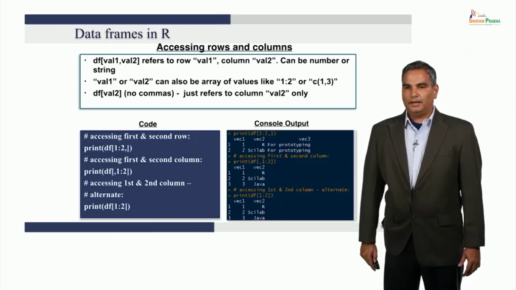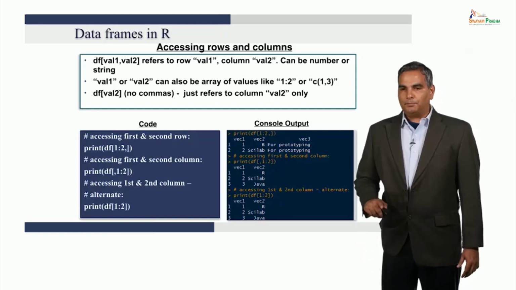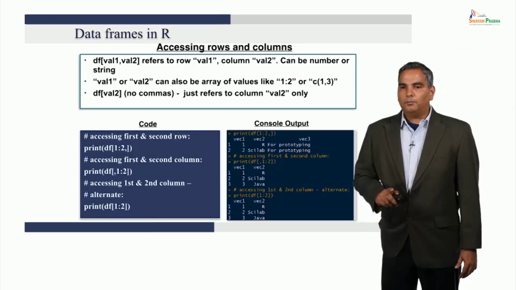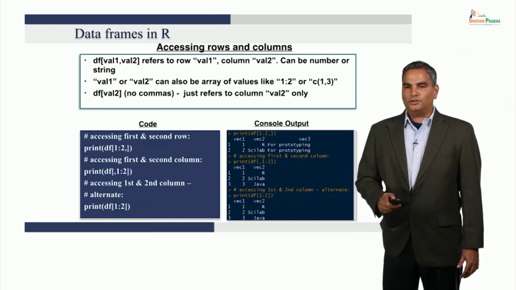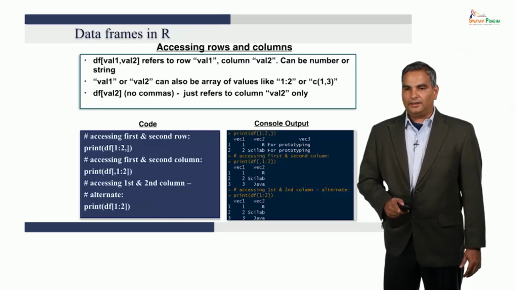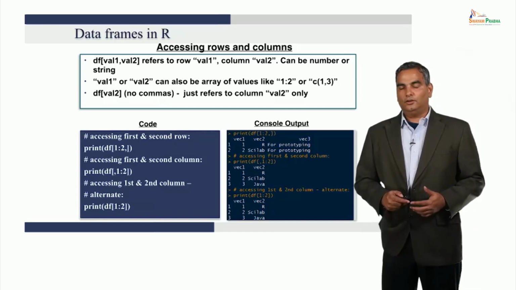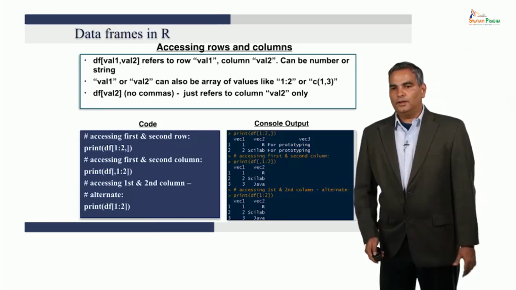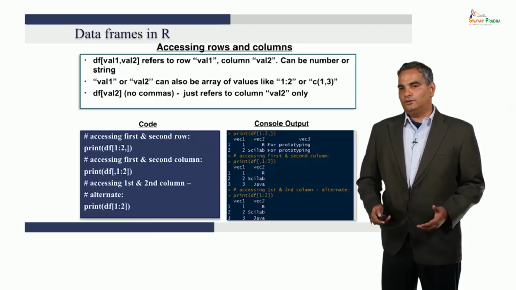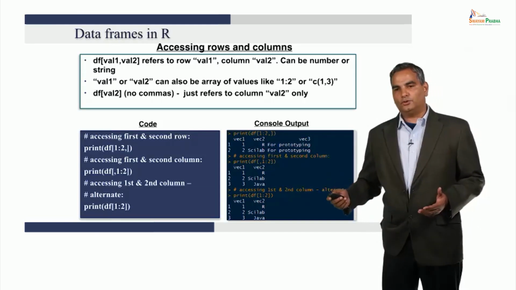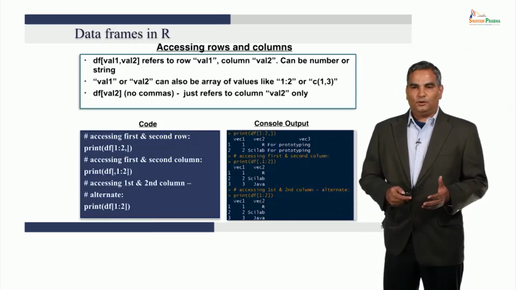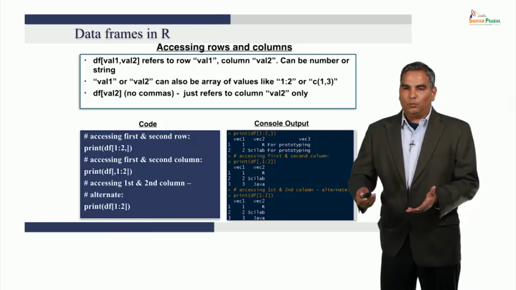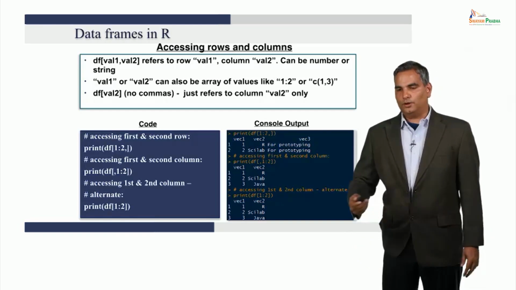Now, if you wanted to do the opposite, you wanted to access only the first and second columns and all rows, what you do is you put a comma without anything before that, which basically says take everything, and the second one says you take columns from 1 to 2. Now, this need not be just 1 to 2. If you had, let's say, 100 columns, you could say 5 to 20, you could say 1 to 5, and so on.